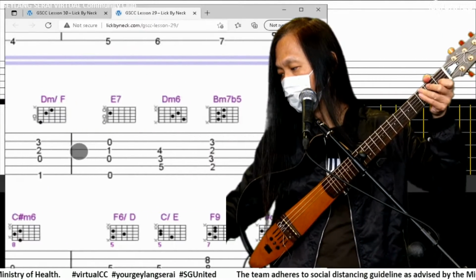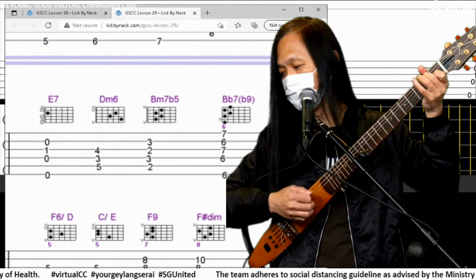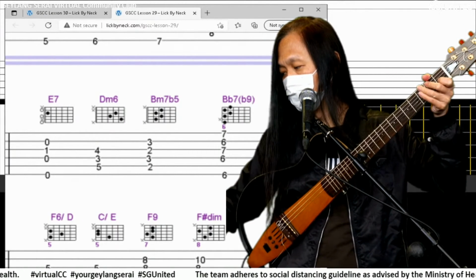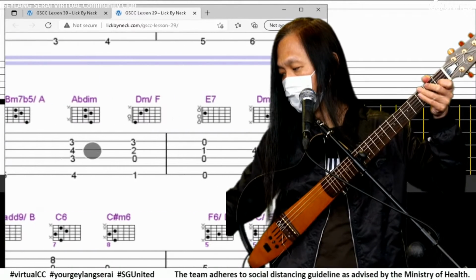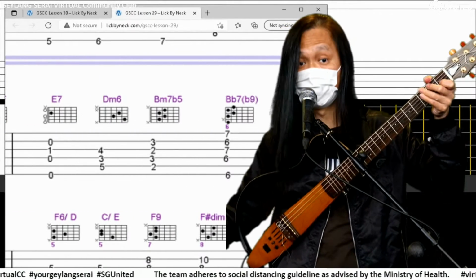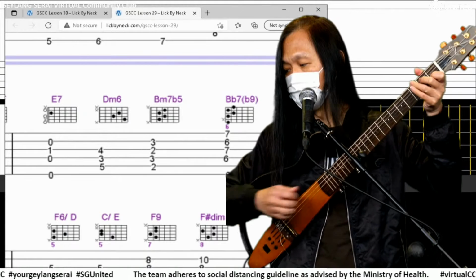So here, E7. Okay, next I'm going to A minor. Okay, so A minor from here. How do I go to A minor? So this is what I did. So E7, right?